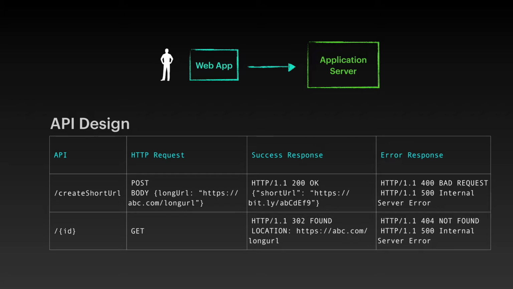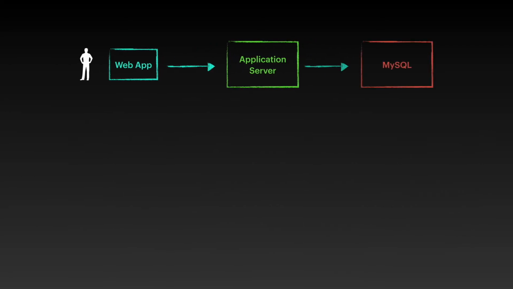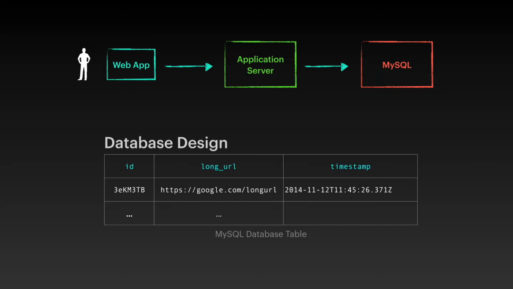Okay, now let's dive into the implementation. Obviously, we need a persistent layer to store the mapping between the short URL ID and the long URL. Let's start with MySQL. The database table is going to be simple.